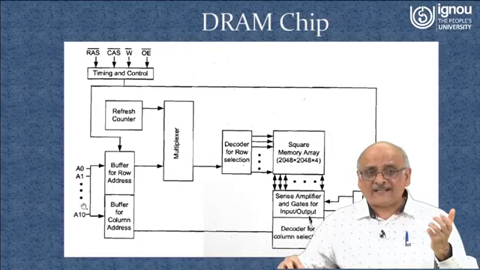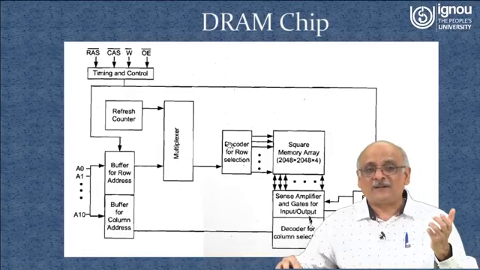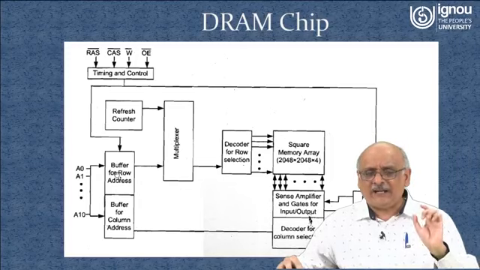Whatever address is available on A0 to A10, if the row address selection line, that is row address selection prime, is selected, that means RAS equals 0, in that particular case the row address will be taken and through the multiplexer it will go to this particular decoder. Please note this is very important: these 11 bits will select one of the 2048 rows.